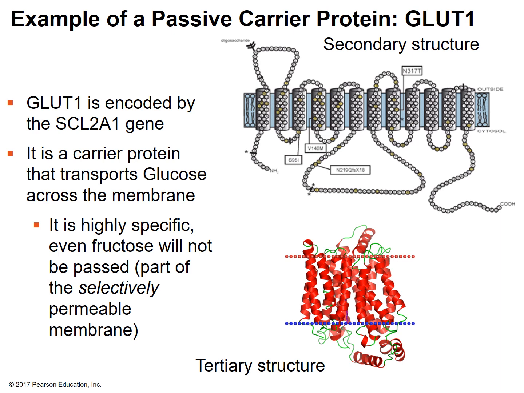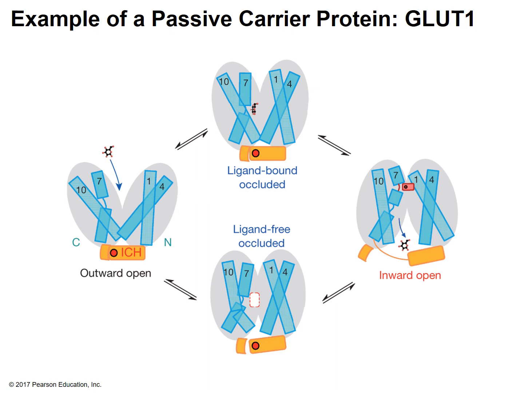So, here is our transmembrane protein. It's a carrier protein that transports glucose across the membrane. It's highly specific. Even fructose will not be passed. Remember, it's a selectively permeable membrane, and proteins like this can help to achieve it. This is just one example of a glucose transporter, and there are lots of different ones. This is just an example to show you how scientists have worked out this movement.